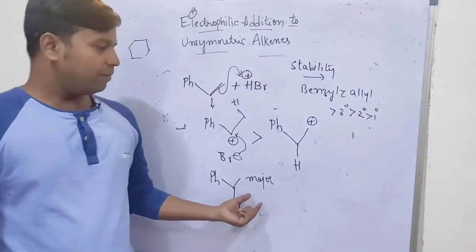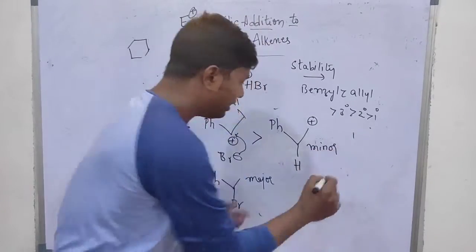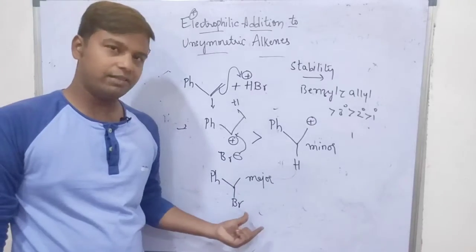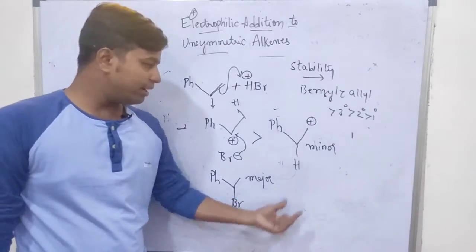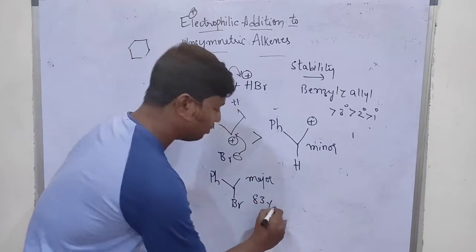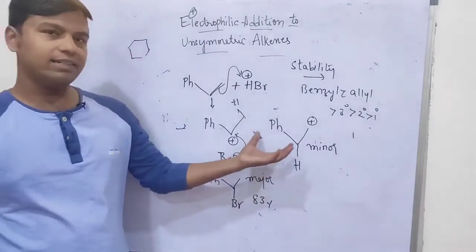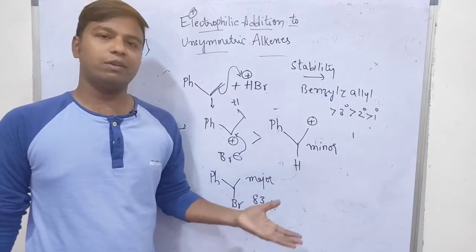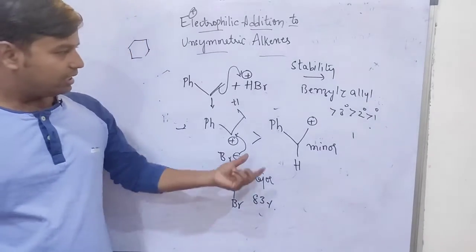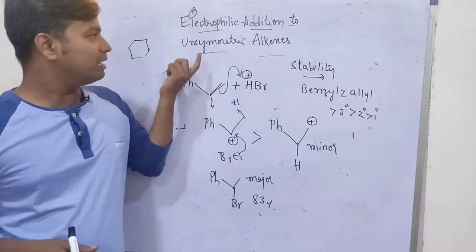So see, when I write major product, another one should be minor, right? So we cannot say 100% of this product is formed. No, it doesn't happen actually. So it is the major product and this is the minor product. Approximately 83% of this product is formed here and the remaining is this minor product. Why so? We will understand by using another concept, which is nothing but thermodynamic stability and kinetic stability. Okay. So this is the addition of electrophile on alkenes when it is unsymmetrical.